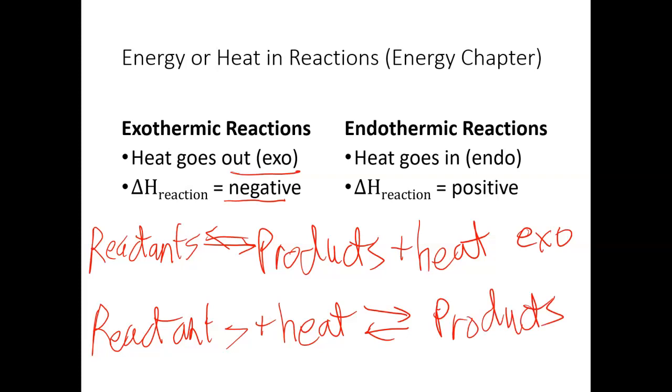So if I increase the heat, increase the temperature of an exothermic reaction, it's going to push the reaction away from the heat. It's going to push it toward reactants. If I increase the heat on an endothermic reaction, it's going to push it toward products because I've got the heat over here. The opposite would happen if you decrease the heat or decrease the temperature.